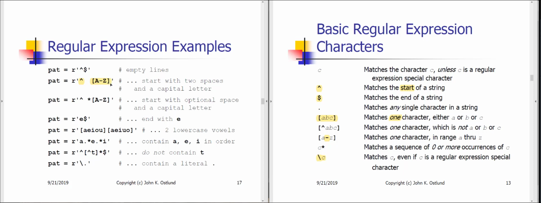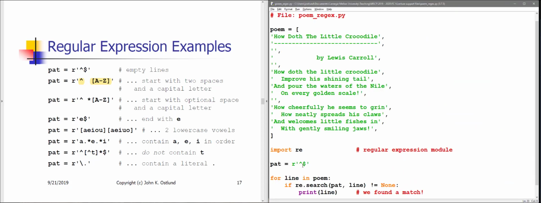Now, in the ASCII character set, it turns out that all of the uppercase letters are sequential. So by saying in square brackets, capital A dash capital Z, what I'm really saying is that I want to match one character, which is some capital letter. So, to summarize, this pattern is going to look for lines that begin with space, space, capital letter. Let's see what we get from that. So these are going to be lines that begin with space, space, and some capital letter. Some letter between A and Z.